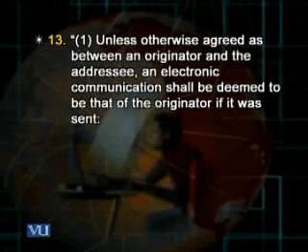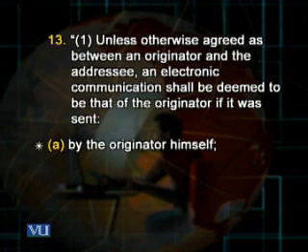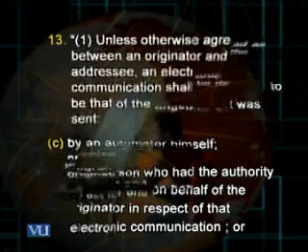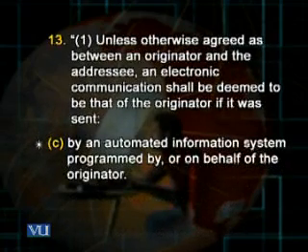Section 13, clause 1: Unless otherwise agreed as between an originator and the addressee, an electronic communication shall be deemed to be that of the originator if it was sent (A) by the originator himself, (B) by a person who had the authority to act for and on behalf of the originator in respect of that electronic communication, or (C) by an automated information system programmed by or on behalf of the originator.